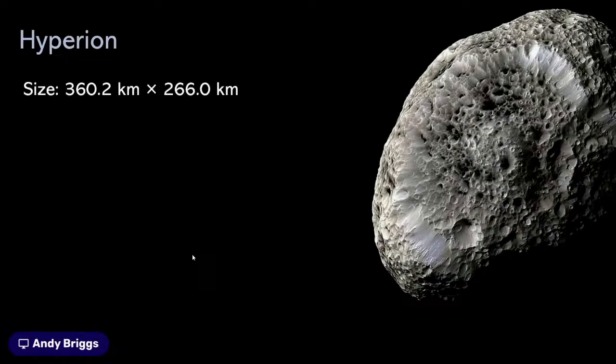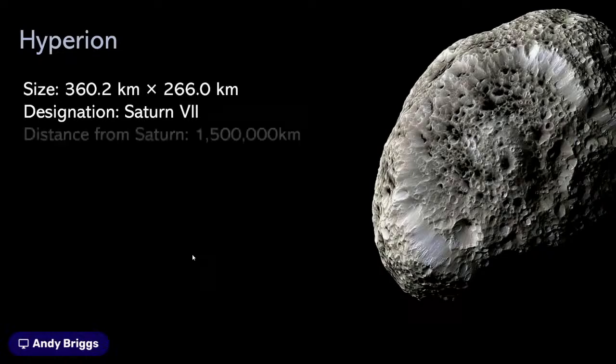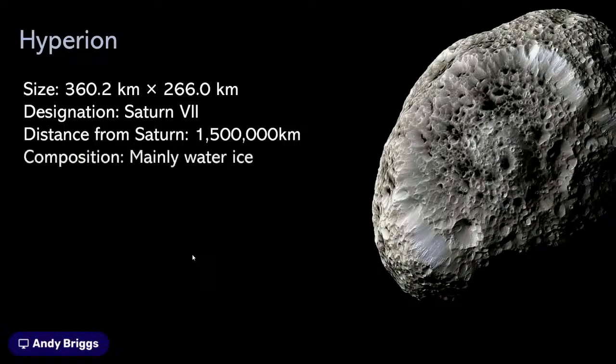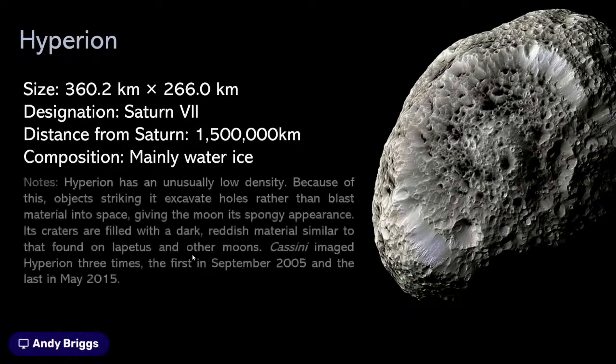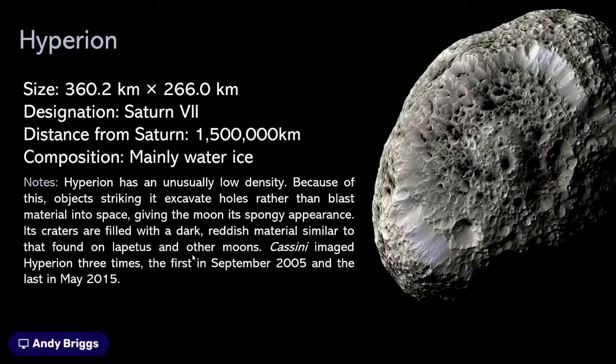Do forgive me if I slip between miles and kilometers, because I'm in that difficult age. It's designated Saturn 7. In other words, it's the seventh moon from Saturn going outwards. It's actually 1.5 million kilometers away from Saturn. Its composition is mainly water ice with a bit of rock thrown in. And it's got an incredibly low density for a moon of its size.